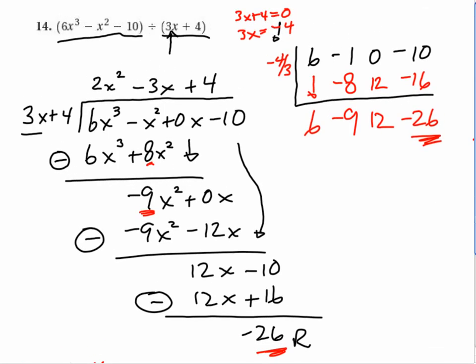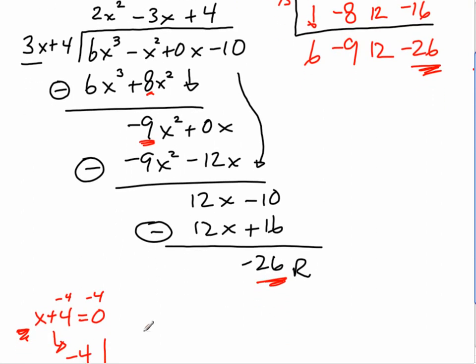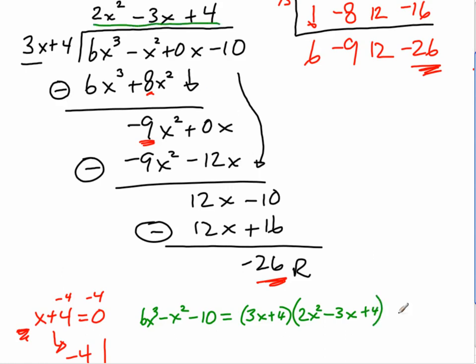So my division statement, if I were to make a division statement from that, would be this. I'll put it in a different color. It would be 6x cubed minus x squared plus 0x minus 10 is equal to the divisor 3x plus 4 and the quotient, so that's 2x squared minus 3x plus 4. I'm just pulling it off right here. And then minus 26, that's my remainder, over 3x plus 4.